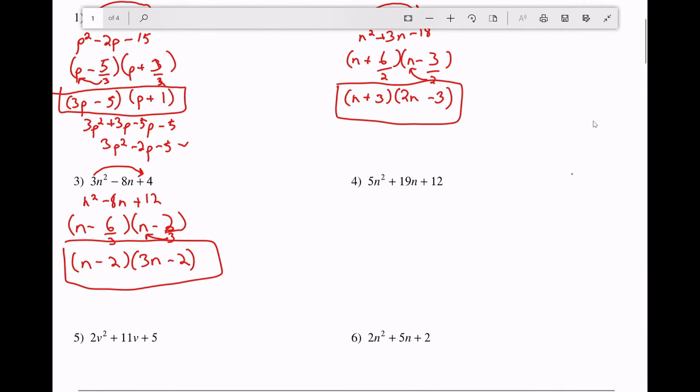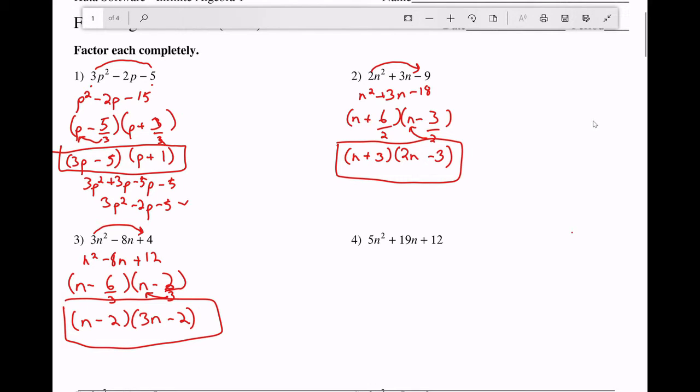Let's see. Let's do number 4. So what I'm looking for is one where you have to reduce the fraction. And so let me see if this one will work. So we're going to slip the 5, and so now we're going to have n squared plus 19n plus 60. Okay? And I may have to get my calculator.